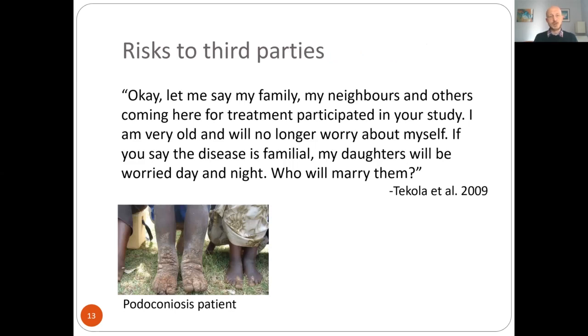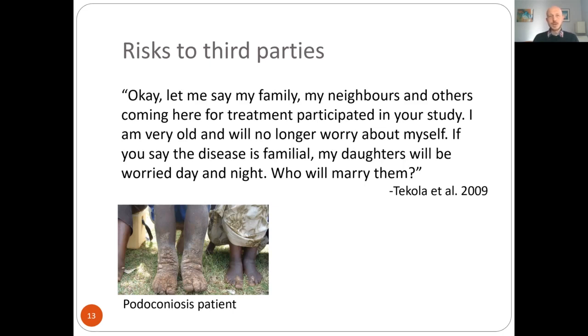So, for example, families of stigmatized participants may be at risk through secondary stigma. This was revealed by Tikola and colleagues, who did some wonderful exploratory research in advance of a genetic study of podoconiosis in southern Ethiopia. Now, podoconiosis is a disease that causes swelling of the lower extremities as a result of repeated exposure to certain soils, and it's heavily stigmatized.